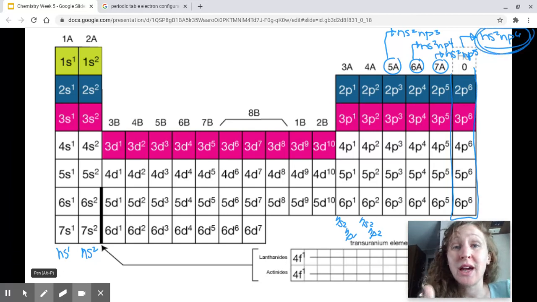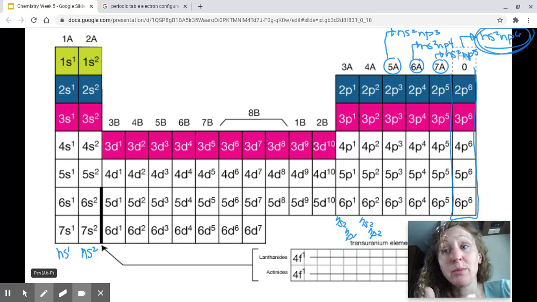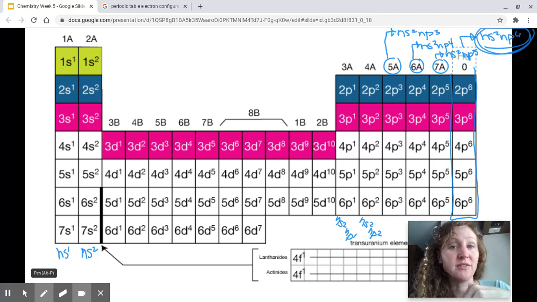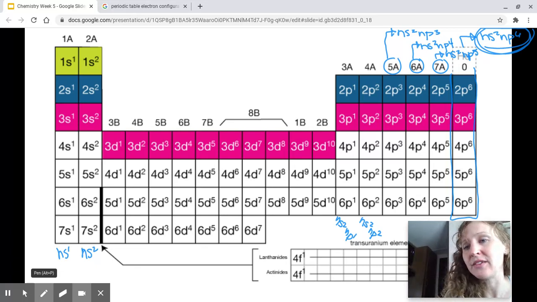NS2NP6 shows you that the S shell is holding as many electrons as it possibly can. The P shell is holding as many electrons as it possibly can. Both of these shells are filled, and so this family is going to be super, super unreactive. It doesn't need to gain or lose electrons in order to be full, so it's not going to be reactive at all. And this family, the 8A family, is called the noble gases.